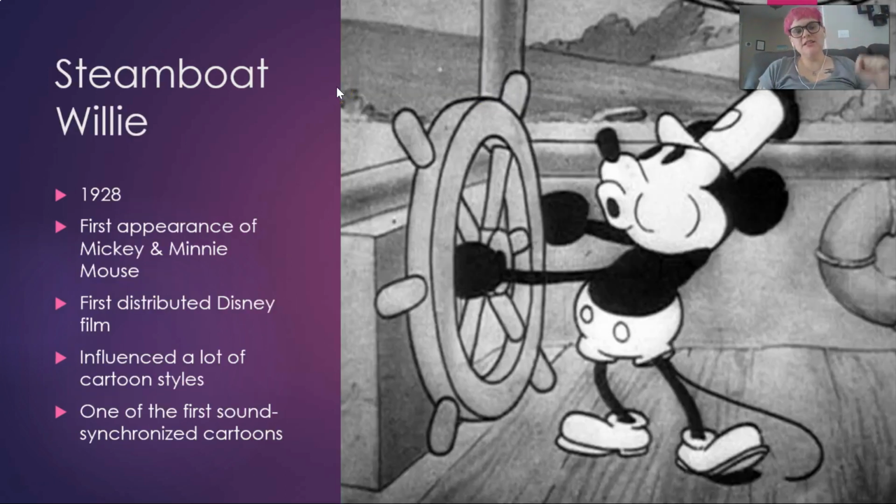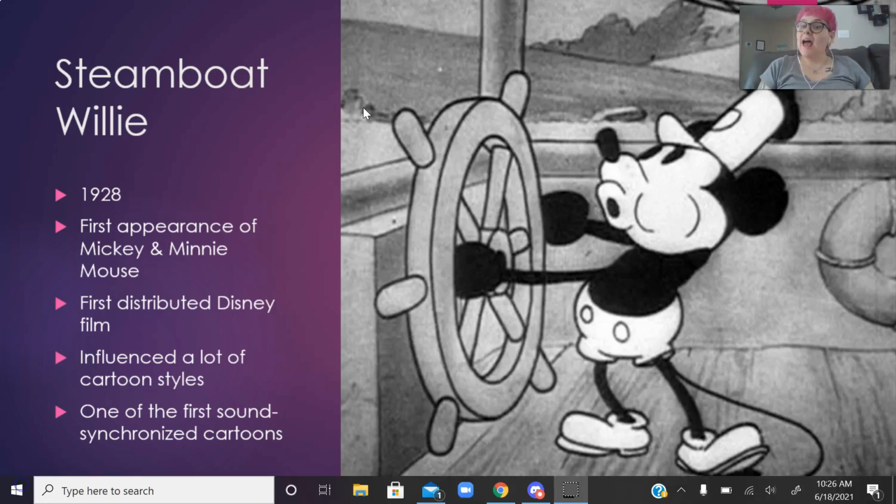So the first distributed Disney film is 1928, Steamboat Willie. And it's also one of the first successful sound synchronized cartoons, meaning it has a soundtrack and even some talking that is synchronized with the movement on screen. As you know from the silent era, this was a really big deal at the time because it was not easy to synchronize sound and movement.